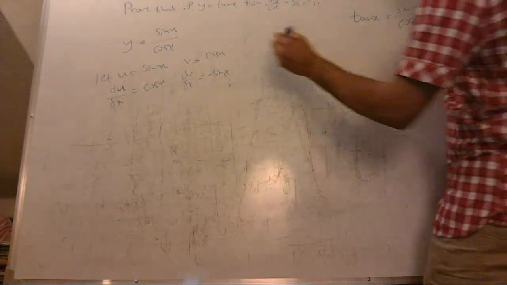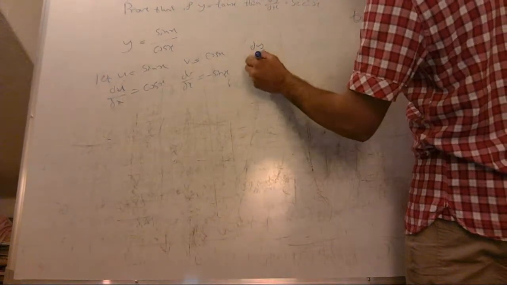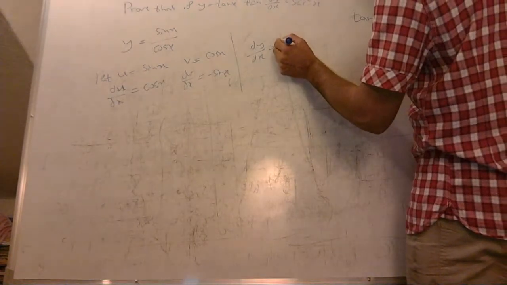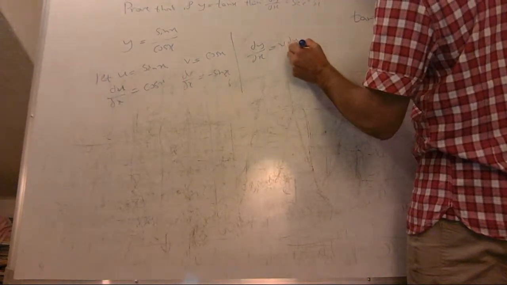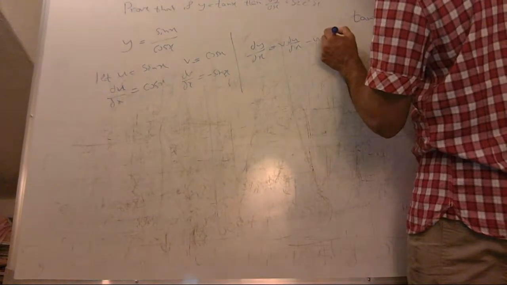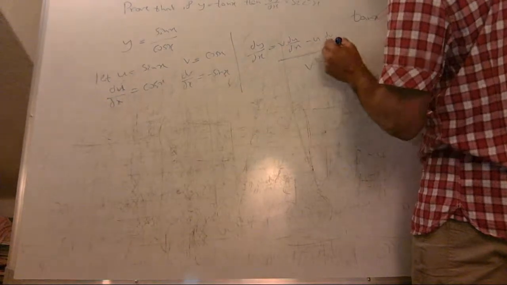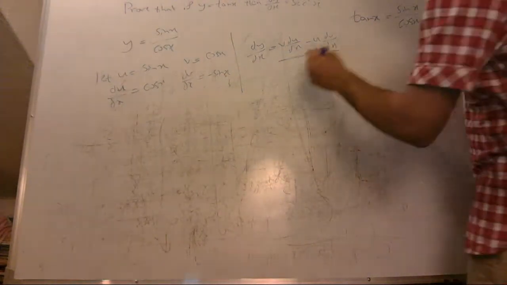There you go. So now remember the derivative: dy dx equals v du dx minus u dv dx, all over v squared. There you go. Okay, so that's the quotient rule equation. Now let's substitute in.